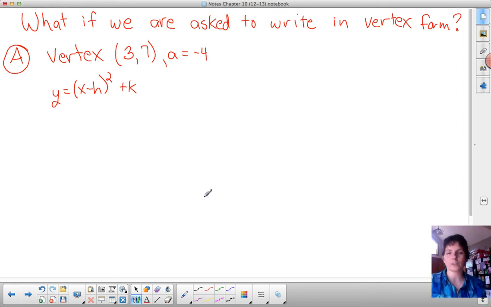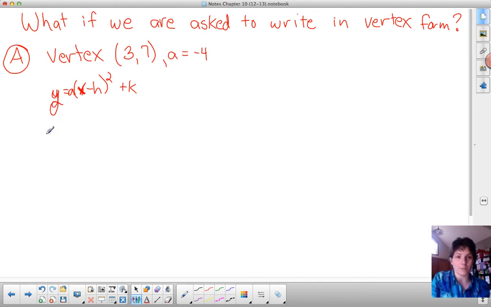So we talked about what vertex form is. Now what can we do with it? If they give me a vertex and an a value, then I could write the equation in vertex form. Remember that y and x, those are the ones that we can bold because they're the variables that are going to stay. Everything else gets replaced. Oops, and I missed my a. So y equals a times the quantity x minus h squared plus k.